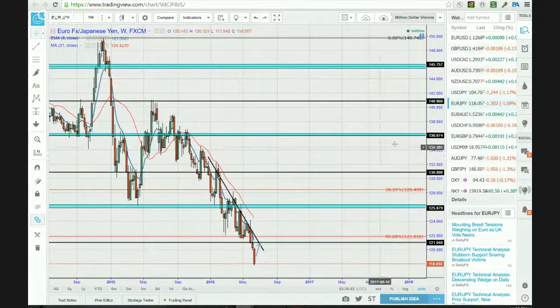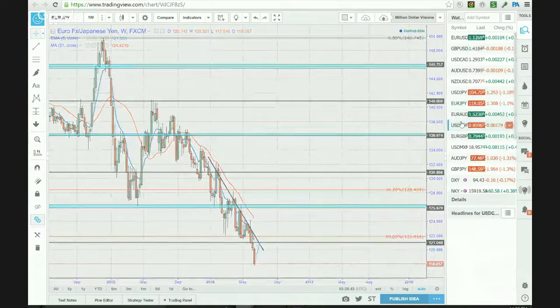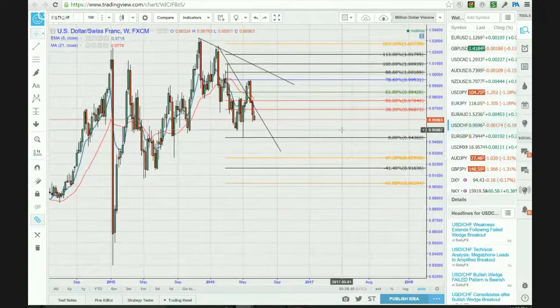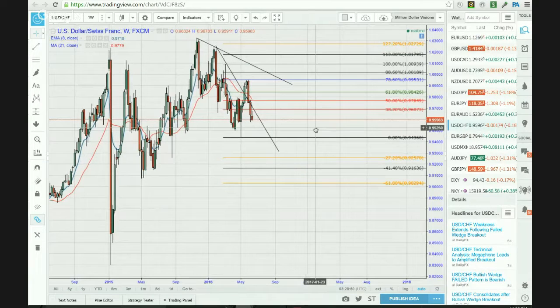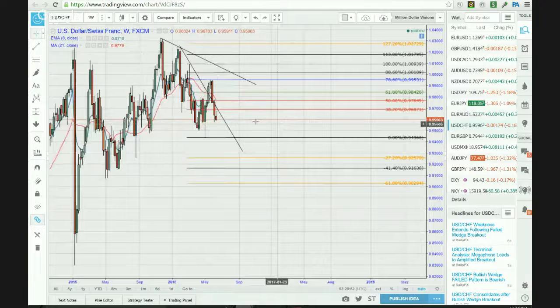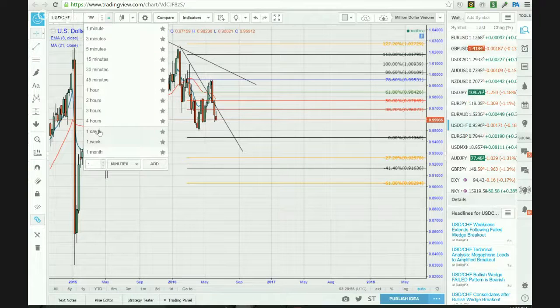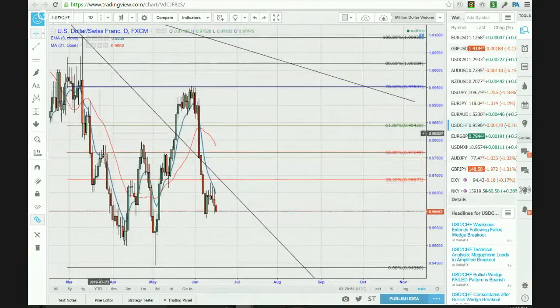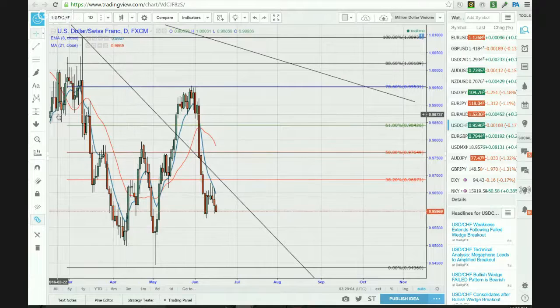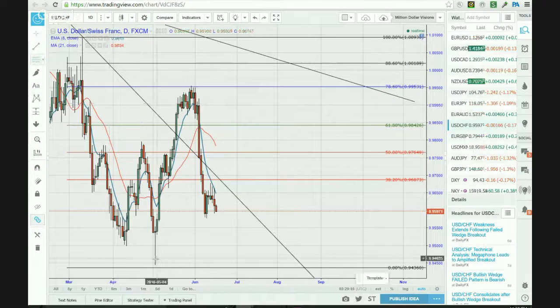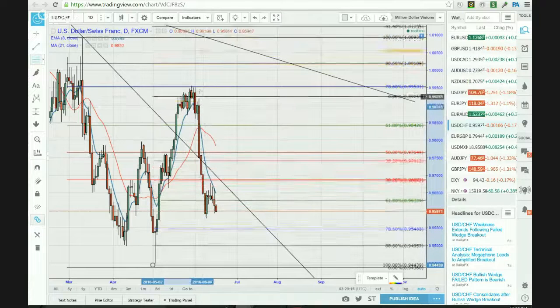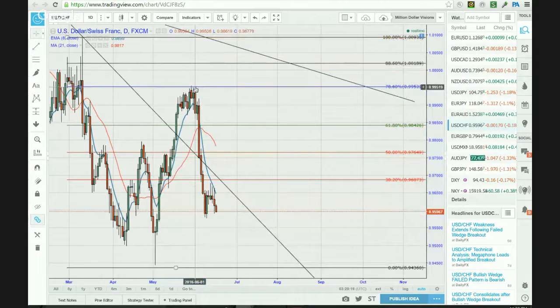Let's go to our next chart. Let's look at dollar Swiss, from the daily. As of right now, dollar Swiss is giving us very bearish momentum. Price was rejected from the 61.8. Price didn't quite make our 78.6 at that level yet, though.